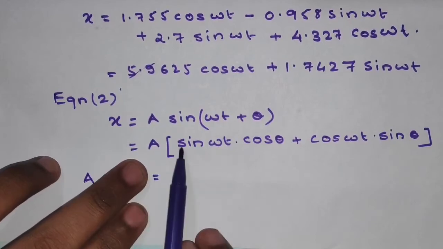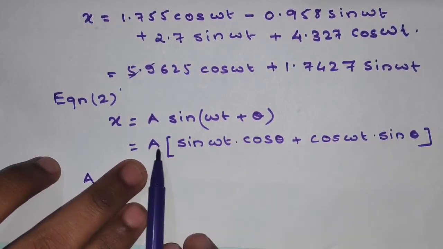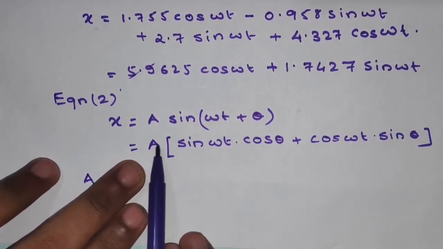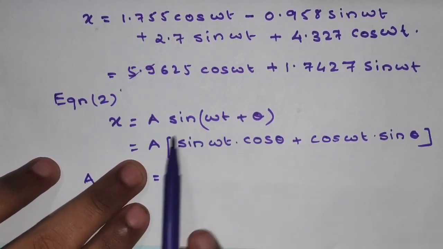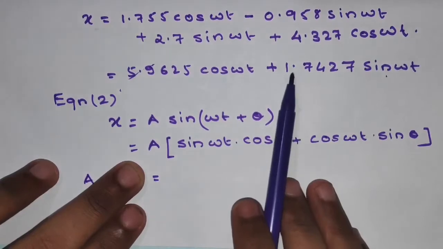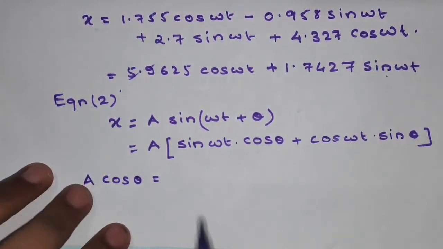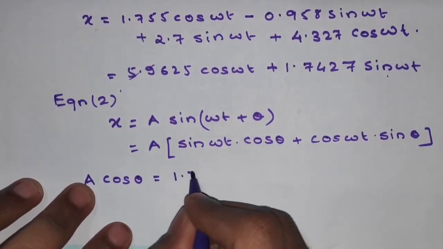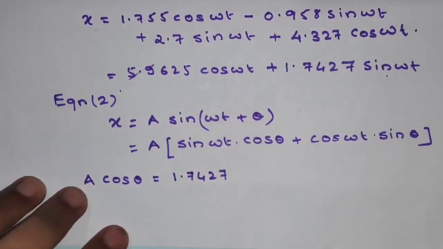So we have sine omega t into cos theta, that is a cos theta, with omega t. So this a cos theta has been multiplied with sine omega t. When you compare here, a cos theta is 1.7427. So how is it? I'll just explain once again.